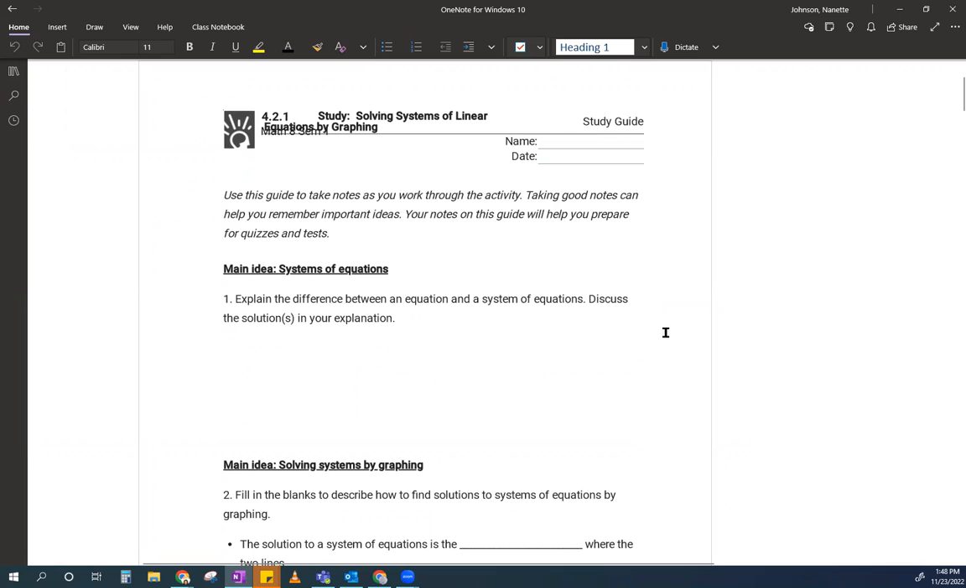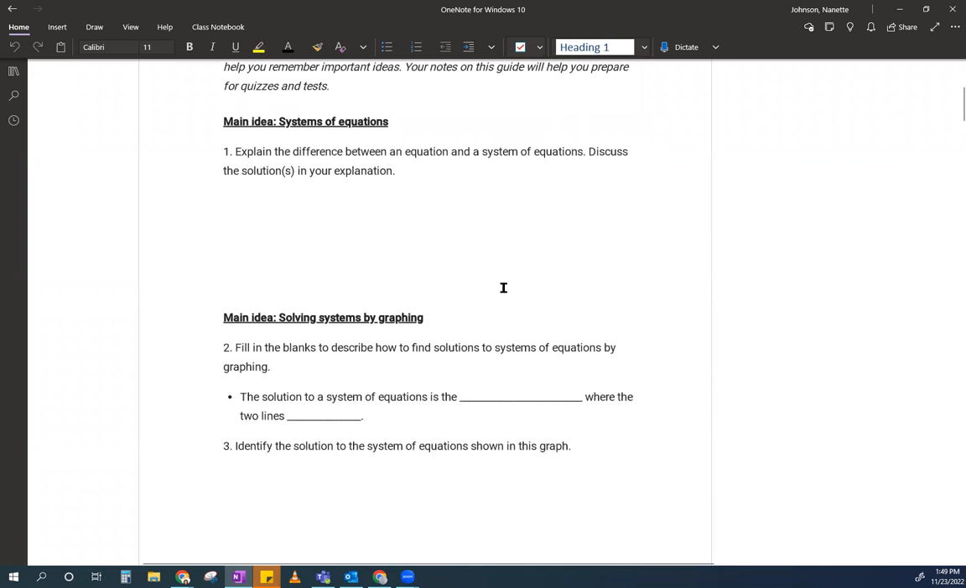So if you think about your digestive system, or every other system, each of those systems contains one or more organs. So a system is more than one thing working together, right? So a system of equations is just more than one equation working together. So the very first method we're going to use is by graphing.